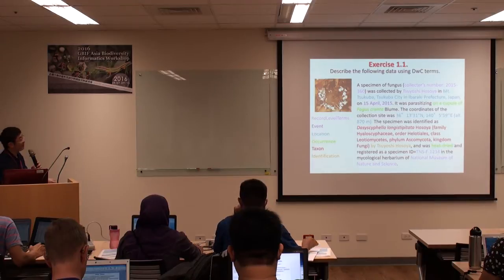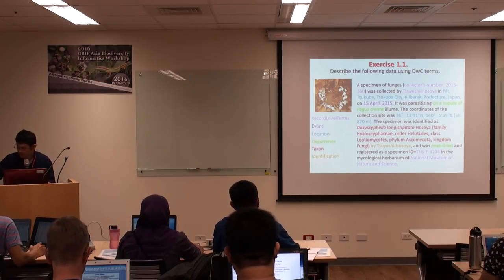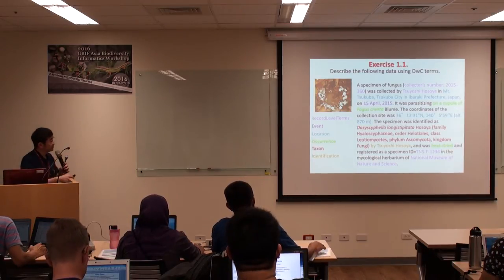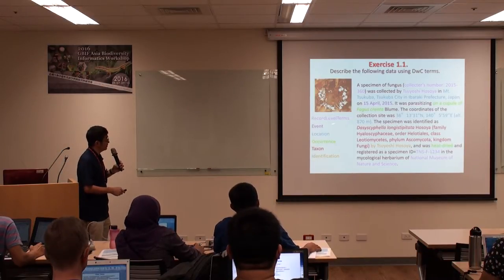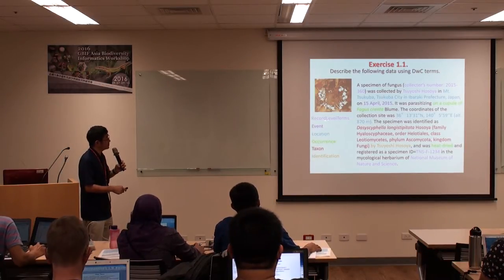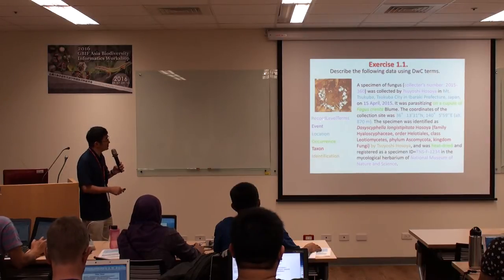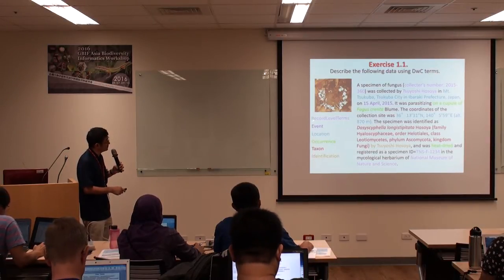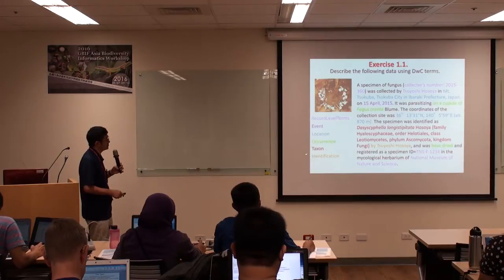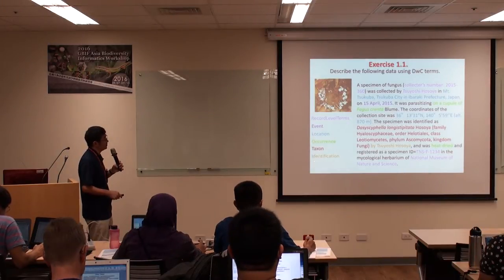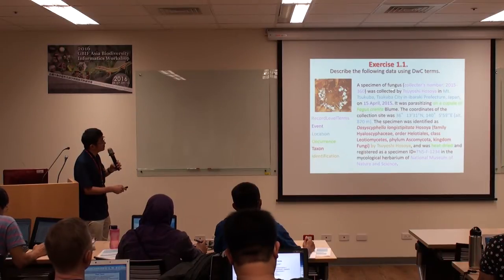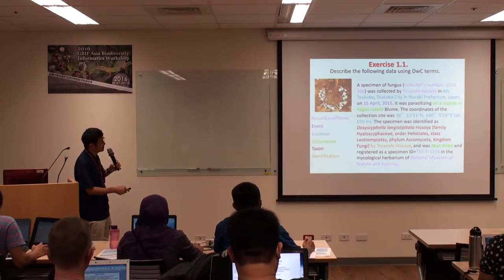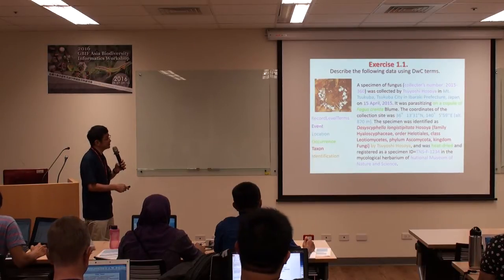So in this case, I checked the color. I differentiated the classes by the difference of colors. So this goes to the record level and the event, location, occurrence, and identification. Okay, a specimen of fungus. So collector's number is one of the record numbers, the record level terms.